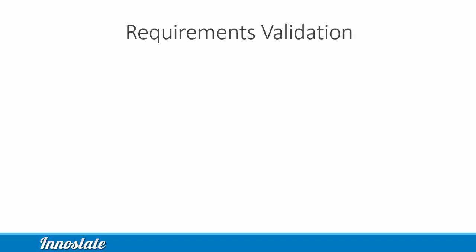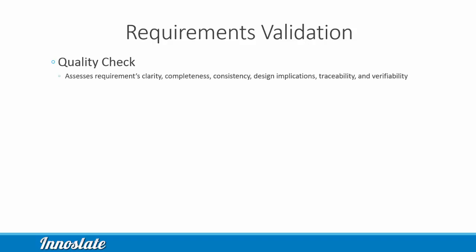Requirements validation is an iterative process which should be done throughout the system engineering lifecycle. Regularly questioning and analyzing the quality of each requirement ensures that at the end of your requirements gathering and capture efforts, you will be left with well-written and verifiable requirements. Innoslate provides integrated tools to help automate requirements validation, such as the quality check feature of Requirements View. The quality check feature is used to assess a requirement's clarity, completeness, consistency, design implications, traceability, and verifiability.